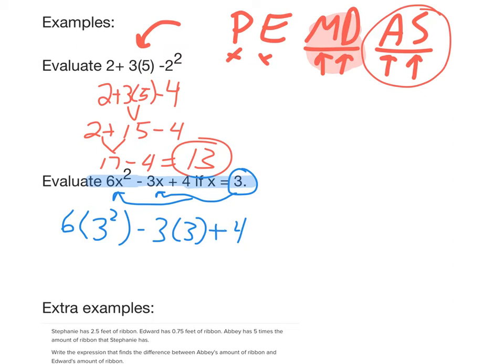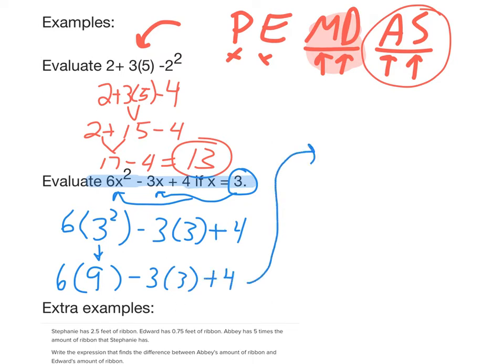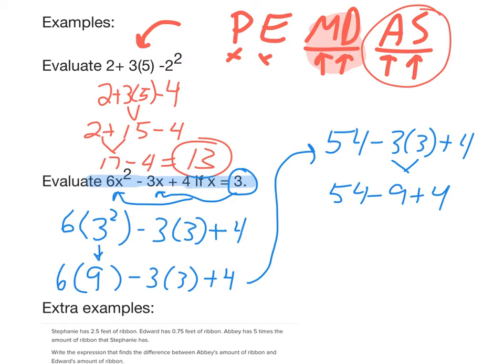First thing I do is the exponents. 3 to the second power is 9. So I have 6 times 9 minus 3 times 3 plus 4. I'm going to put it up here. The next thing I would do is multiply from left to right. So 6 times 9 is 54, minus 3 times 3 plus 4. Next I would multiply again. 3 times 3 is 9, so I get 54 minus 9 plus 4. Now I'm going to go left to right because adding and subtracting is all that's left. 54 minus 9 is 45, plus 4 equals a final answer of 49.